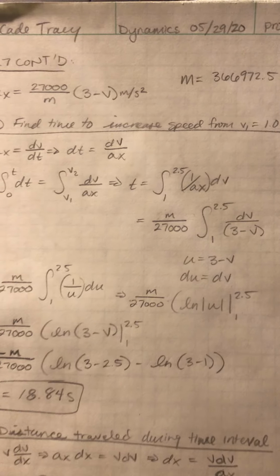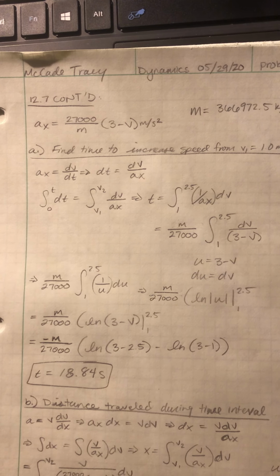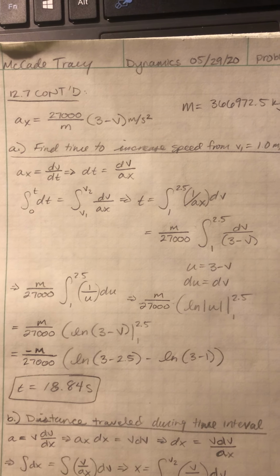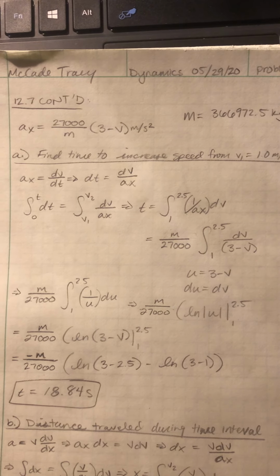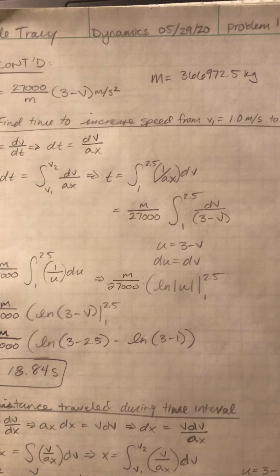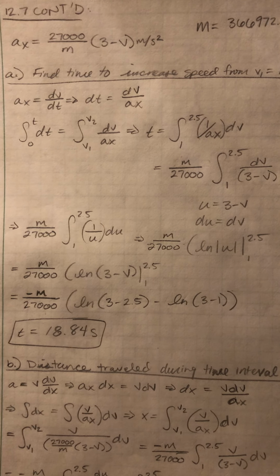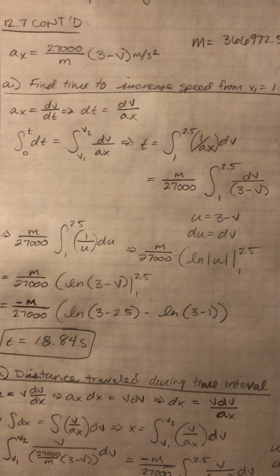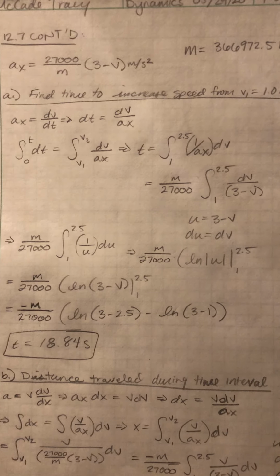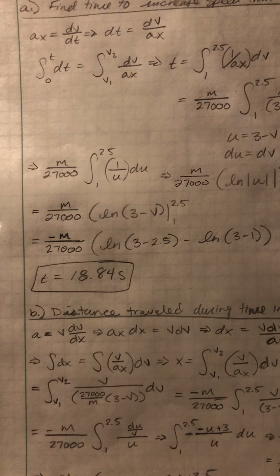Continuing on, to find part A, we take our function, because we're trying to find the time, so we use dt equals dv over ax. So we use separation of variables, follow the integral, and we're able to get the function of mass over 27,000 times the natural log of 3 minus v from 2.5 to 1. Plugging in those values, we find that our time is equal to 18.84 seconds.